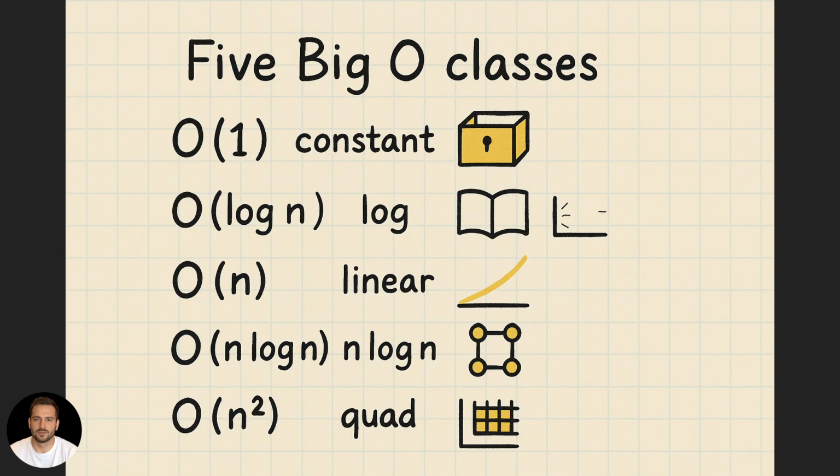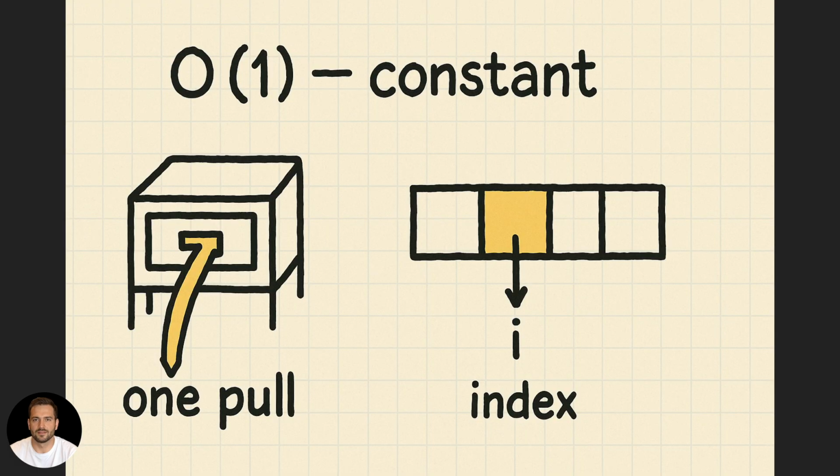Now, 5 Big O classes you'll see all the time, with simple pictures. 1. O of 1, constant time. Think of opening a desk drawer that always takes 1 pull. Reading an array value by index is like that. 1 direct step, no matter how big the array is. How to say it in interviews: Time O of 1. Work does not grow with input.